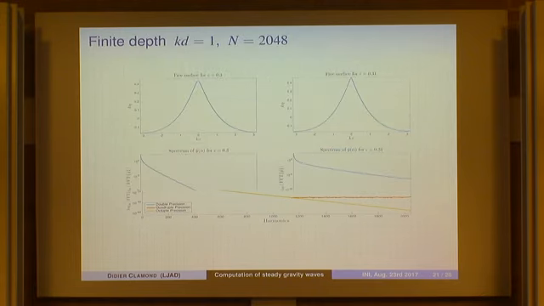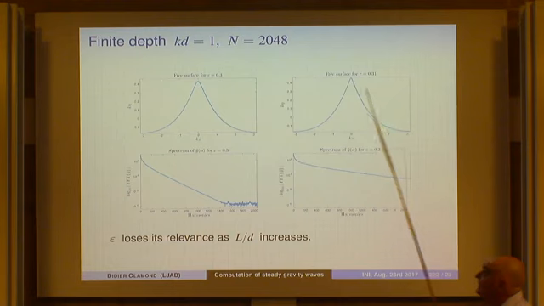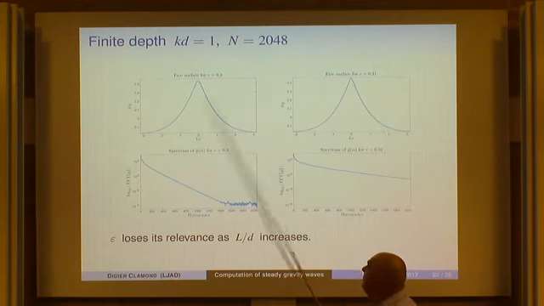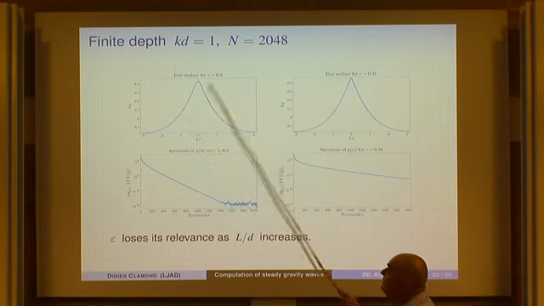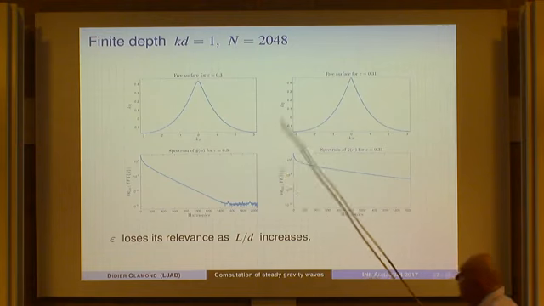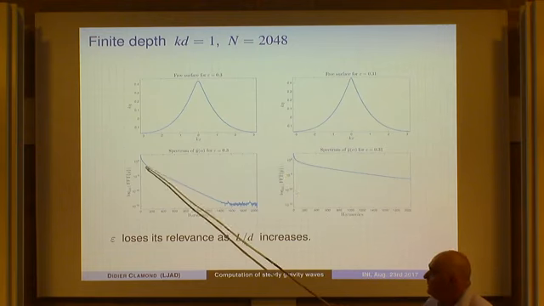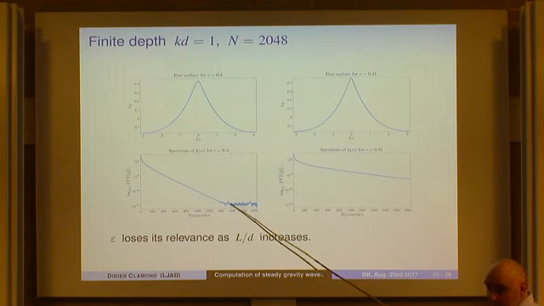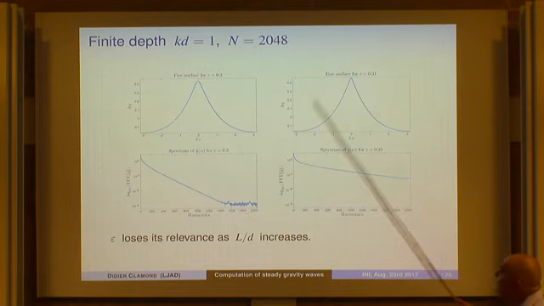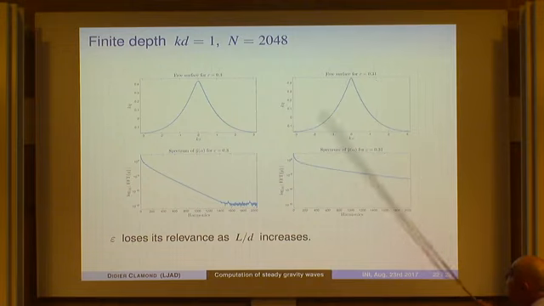Okay. Let's have an example in finite depth. kd equal to 1, and I took 2000 modes. For epsilon equal to 0.3, you have a rather steep wave. And again, the spectrum is going down to machine precision. If you increase the parameter by a little bit, you have a steeper wave, and of course, you don't reach machine precision. So why?